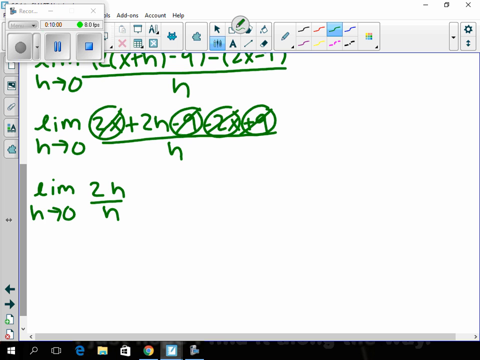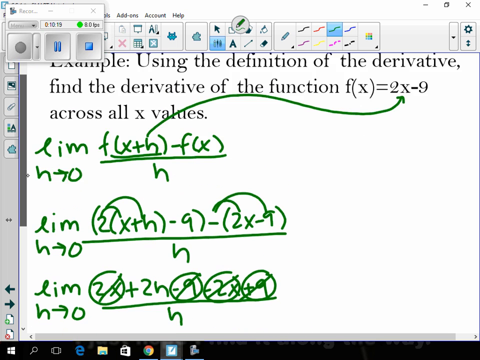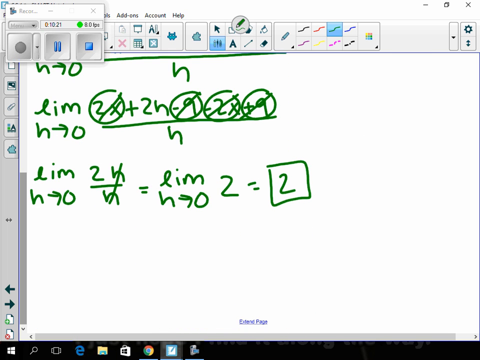This one's a little bit easier to simplify. All we need to do is cross out the h's. So now I'm looking at the limit as h approaches 0 of 2. There's nothing for me to plug in 0 to, so the limit is 2. So across all the x values of this function, f of x equals 2x minus 9, my derivative is 2. And if I think about what 2x minus 9 looks like, that is just a straight line. So it makes sense that my slope of the tangent line would be 2.